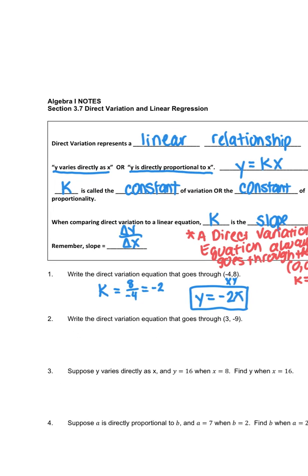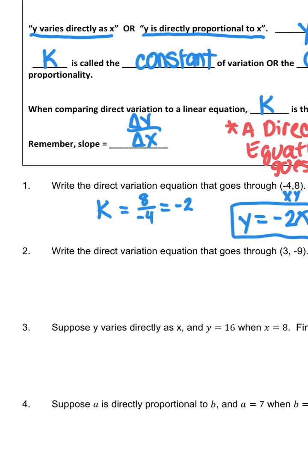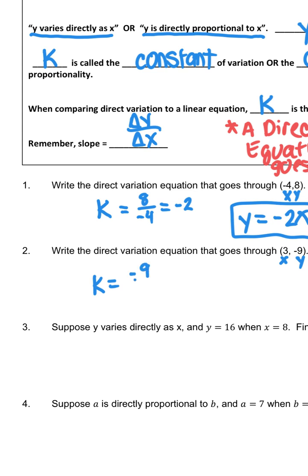Let's go ahead and go to number 2. Write the direct variation equation that goes through 3, negative 9. So 3 is our x, y is our negative 9. Therefore, our k will be negative 9, which is our y, over x, which is our 3. And we simplify that to negative 3. Therefore, y equals negative 3x.